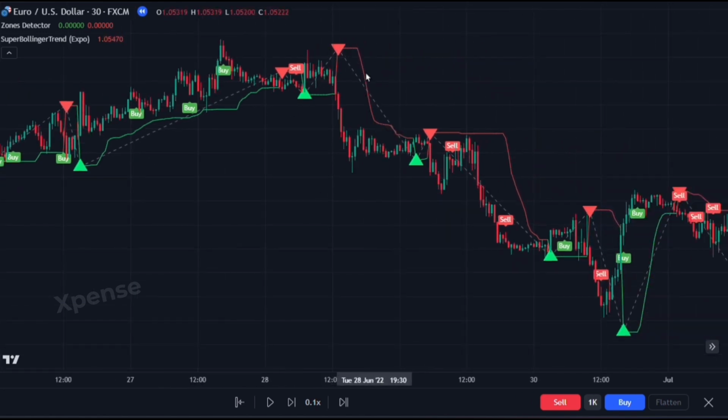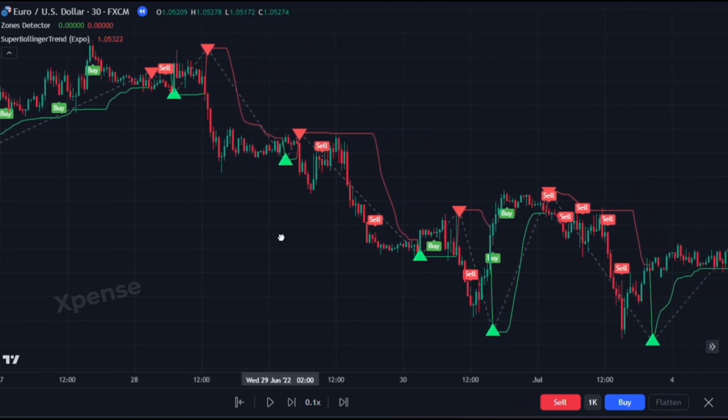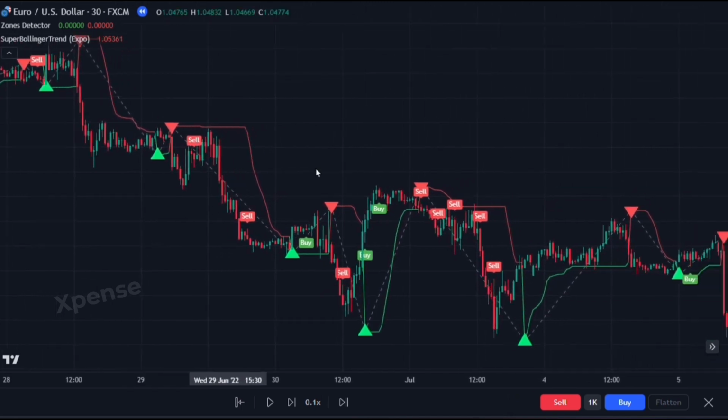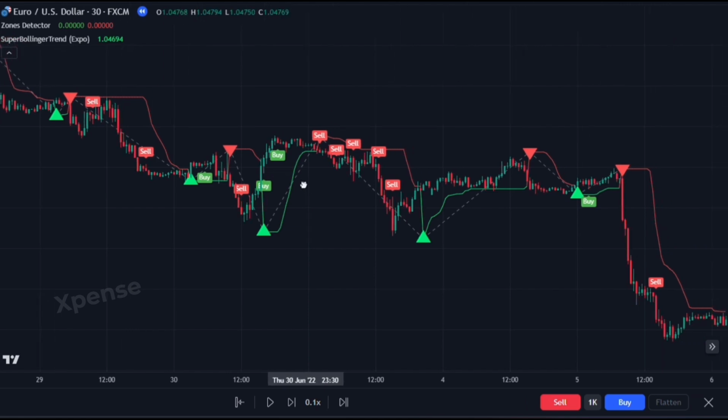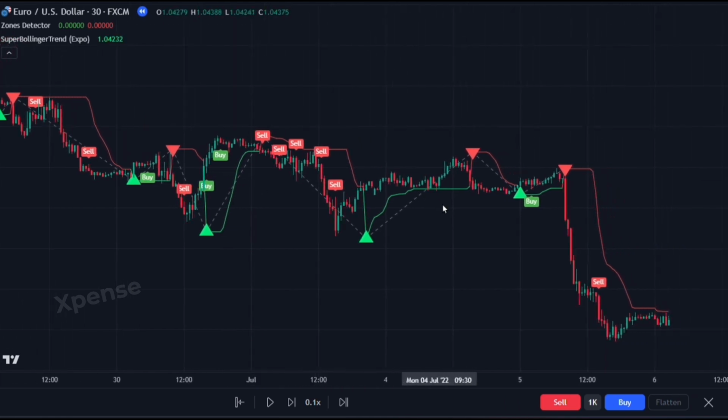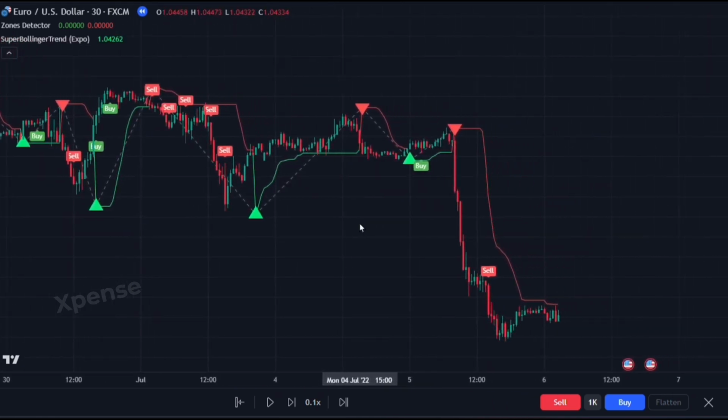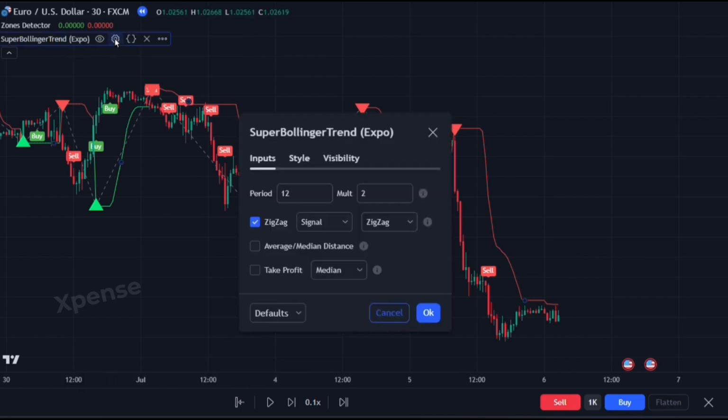Let's talk strategy. Now let's dive into how this strategy works. For a buy trade, wait for a bullish trend. Look for the Super Bollinger Trend moving average to turn green. This indicates the start of a bullish trend. Identify a pullback. Every bullish trend has retracements. Use the Zone Detector to find them. While the moving average is still green, wait for a sell label from the Zone Detector. Enter a long position. Once you see a buy label after the pullback, enter a long position.